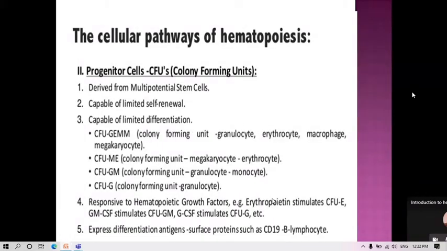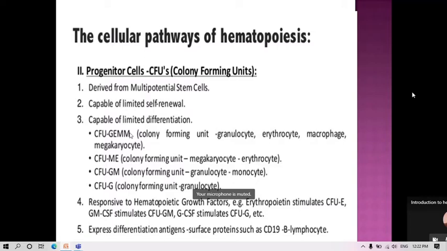Those multipotential stem cells further divide into colony forming units, and they have limited self renewal and limited differentiation, and we have various CFUs. CFU-G will differentiate towards granulocytes only. CFU-GM will differentiate towards granulocytes and monocytes. CFU-MegE will form megakaryocytes and erythrocytes, while the CFU-GEMM, granulocyte, erythrocyte, monocyte-macrophage and megakaryocyte colonies, will lead to formation of these 4 types of cells.